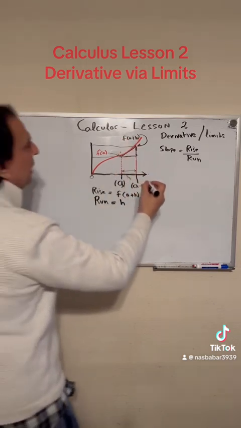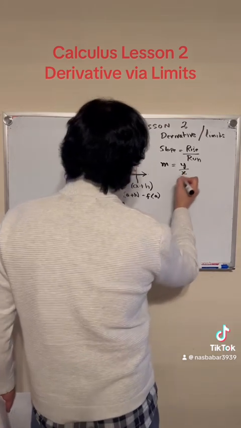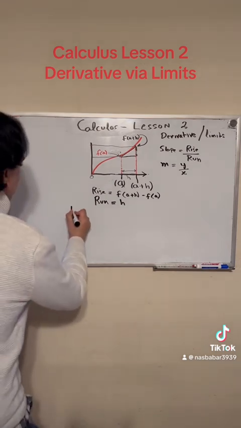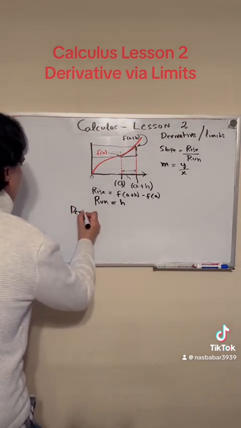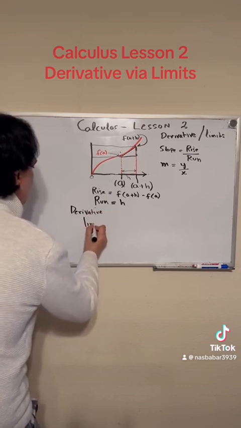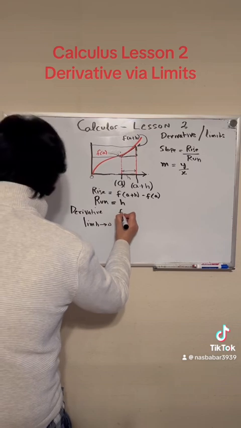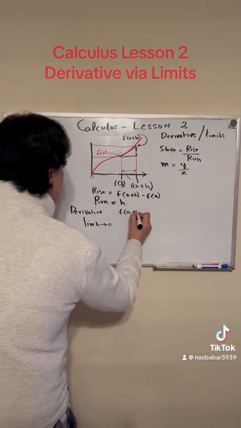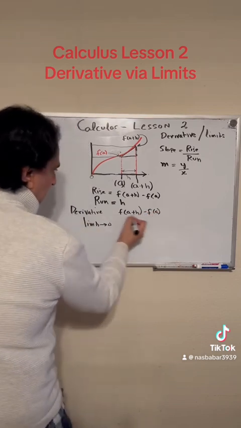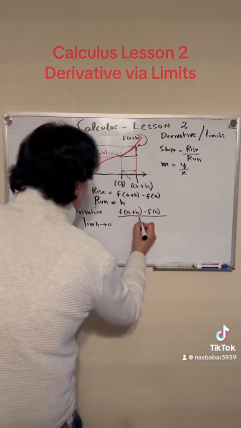Now we apply the formula. As you remember, slope is equal to y over x. Okay. So we can apply that formula, and we say derivative is the limit as h goes to 0 of function of a plus h minus function of a, over h. This is rise over run, which is h.